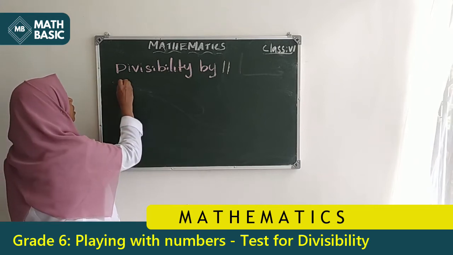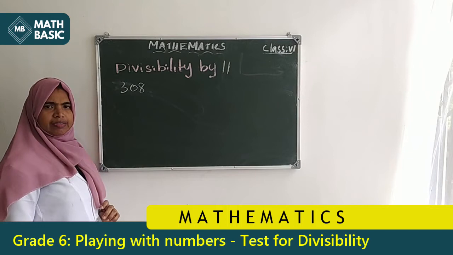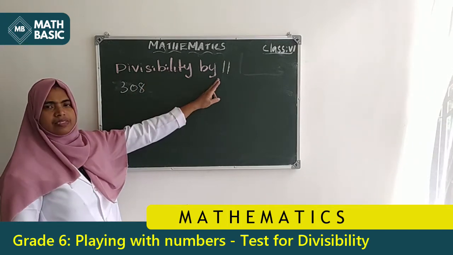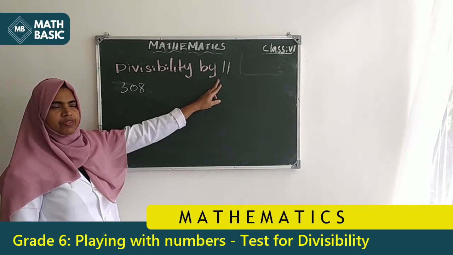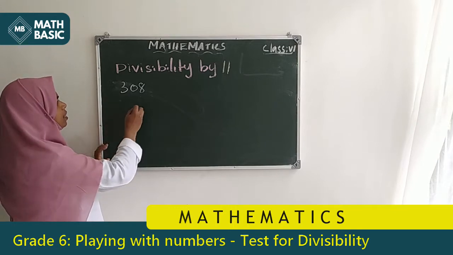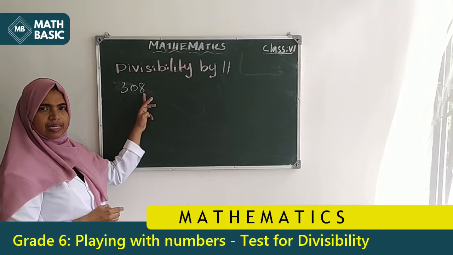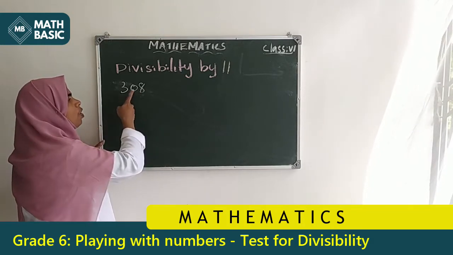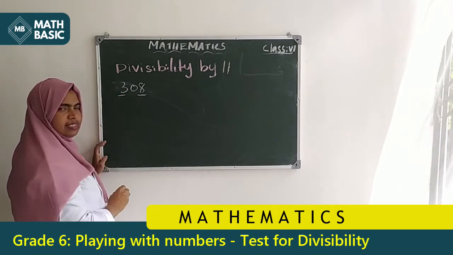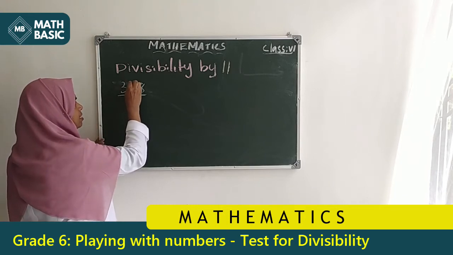Example, 308. See this number, 308. Here 3 digits are here. Check whether the number is divisible by 11. Without dividing, how can we do it? See, which is the ones place number here? The number is 8. Which are the odd place numbers? That is ones place and hundreds place. These are the odd place numbers. This is the even place number, 0.